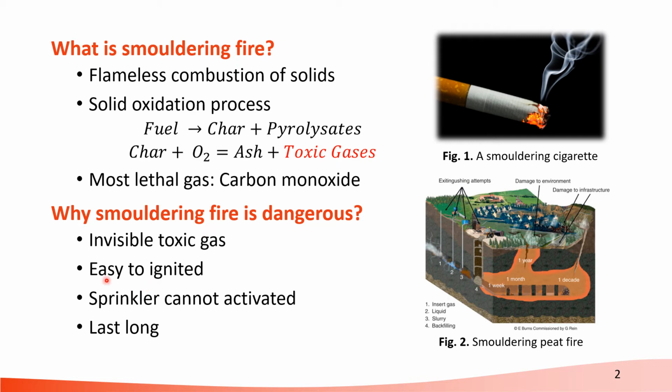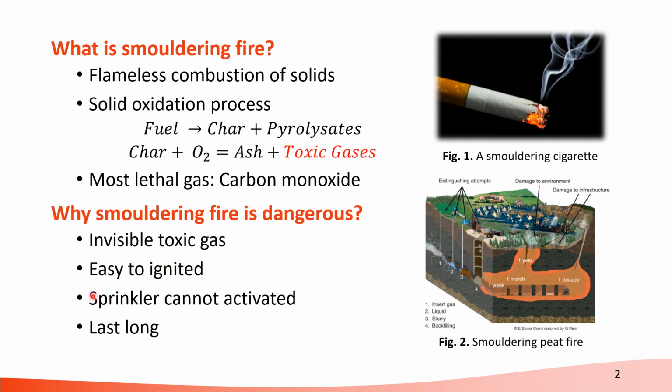Another thing is that smoldering fire is very easy to ignite. Smoldering fire is a low temperature fire. The surface temperature of the smoldering should be around 400 degrees Celsius, and the gas temperature is around 140 degrees Celsius. So it is very easy to ignite. If you ignite a cigarette and accidentally drop it onto a sofa, the sofa will become smoldering as well. So it's very dangerous.